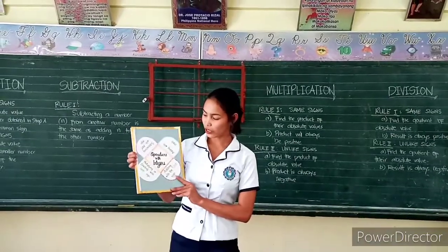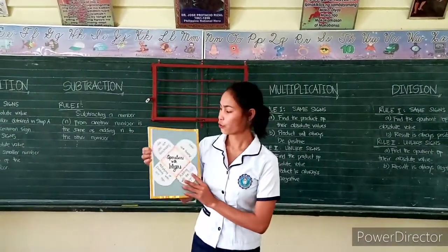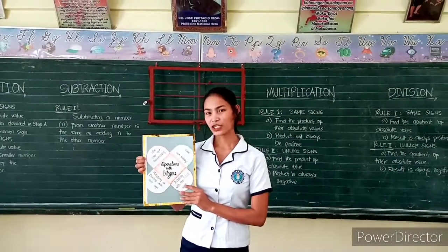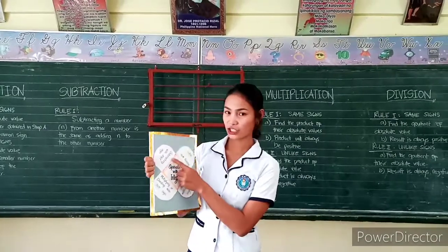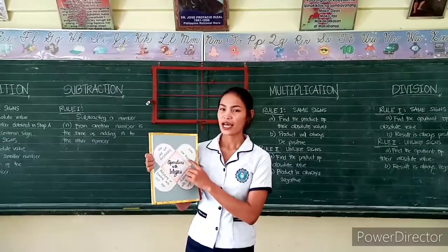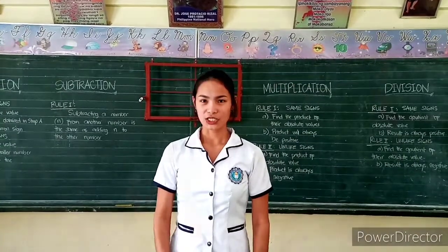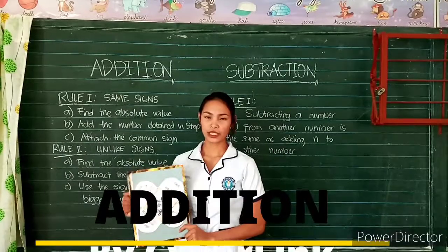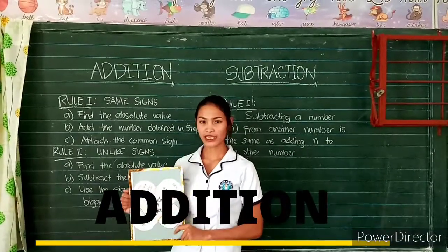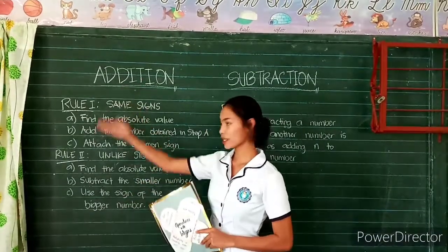Today, we are going to learn about the operations with integers. So, namely, the 4 operations on integers are addition, subtraction, multiplication, and division. But first, let us start with addition. Now, let us first discuss the addition of integers. So, before performing the addition, we also have to follow some rules. So, these are the rules.